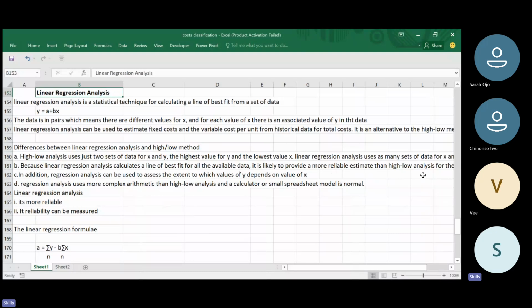In addition, regression analysis can be used to assess the extent to which values of Y depend on values of X. That is regression. You can use it to assess the extent to which values of X depend on Y. Then regression analysis uses more complex arithmetic than high and low. There is more calculation in regression analysis.